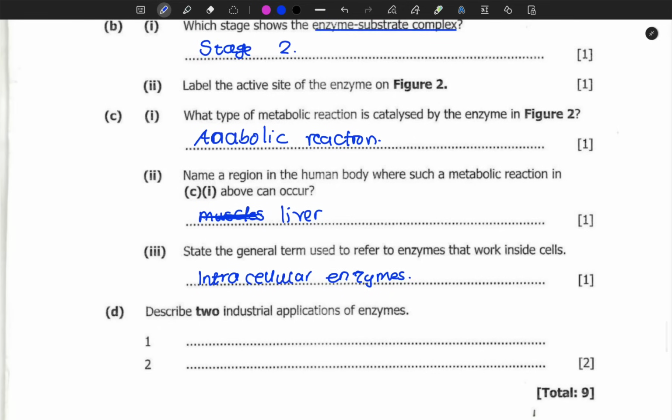Describe an industrial application of enzymes. Applications are the uses of enzymes. For baking, we can use enzymes for baking and for brewing.